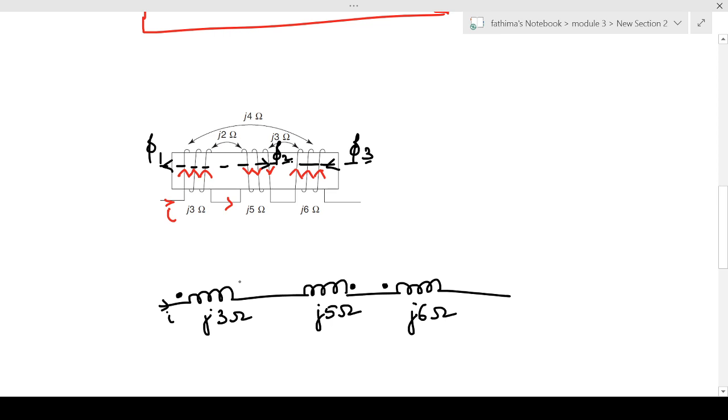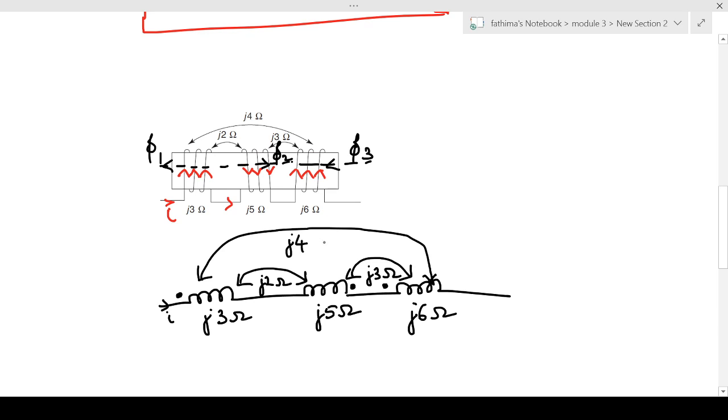So we have to show the mutual inductance also. So the mutual inductance between the first and the second coil is j2 ohm. Mutual inductance between the second and the third coil is j3 ohm, and the mutual inductance between the first and the third coil is j4 ohm. So we are asked only to draw the dotted equivalent circuit. If you are asked to find the equivalent inductance, then we can find that also. That we'll see in the next video. So this is the dotted equivalent circuit of this particular figure.